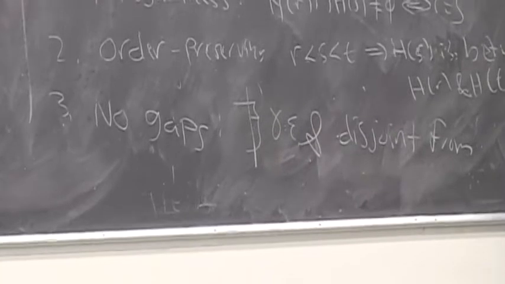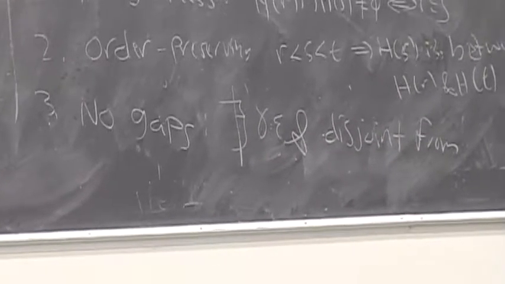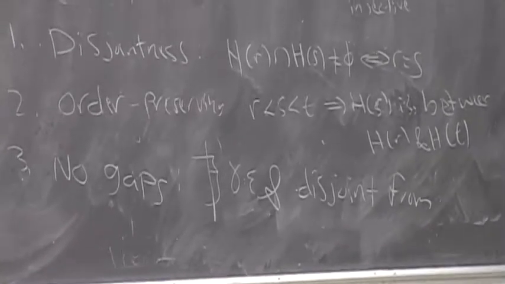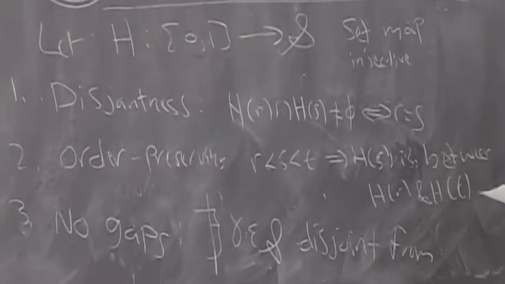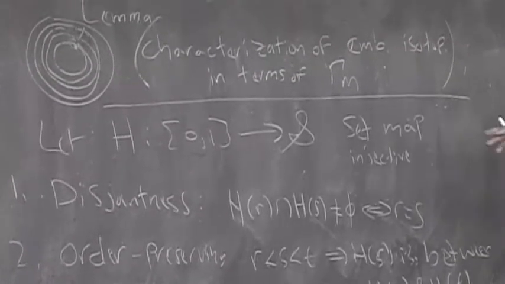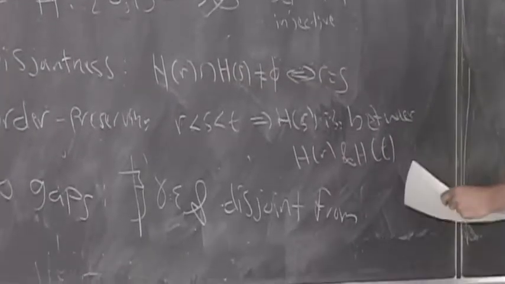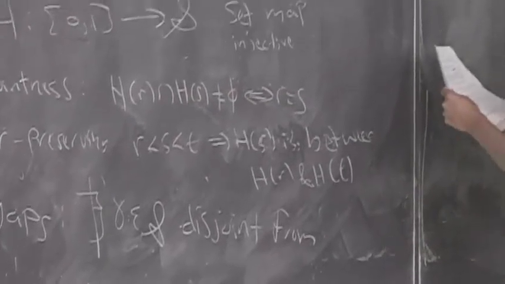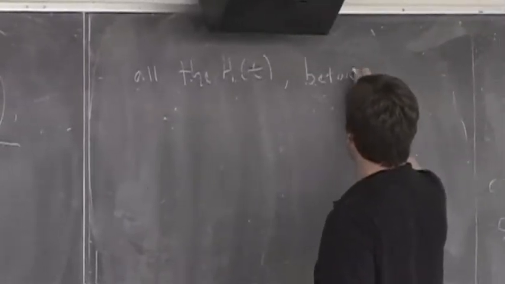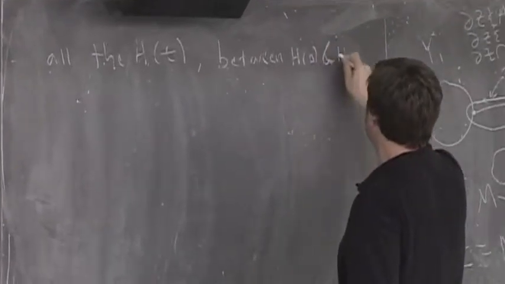The problem is you have these pictures in your head, and you're like, yeah, it has this property, but then you have to get the right properties and prove an abstract theorem. You can't look at any pictures because you don't know what it actually looks like. So that's sort of the problem. But anyway, there's no gaps. That means there's no sphere disjoint from all the H of T between H of 0 and H of 1 in the annulus.